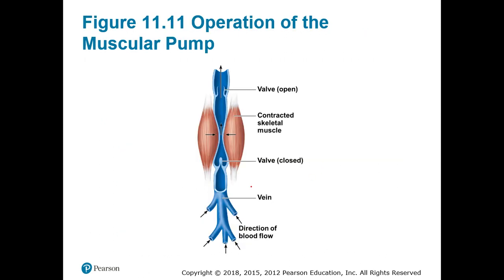So here is what I mean. We have veins. We want blood to flow up. So blood's going to flow up through this valve. This valve's going to close so the blood cannot flow back down. Skeletal muscle will contract to help keep pushing this blood up. It'll go up through this valve. Once it gets in this area, this valve will close, and it'll keep working its way back up to the heart.